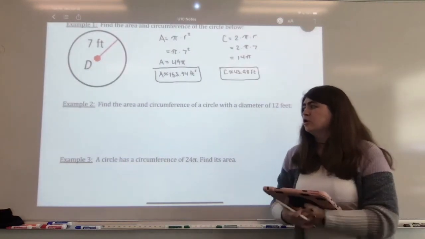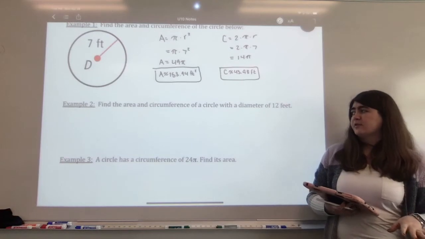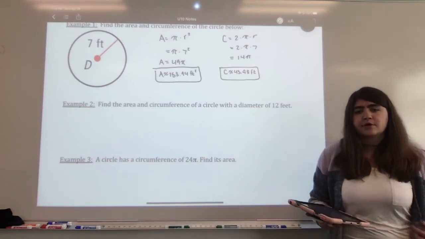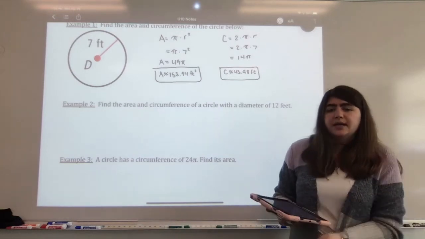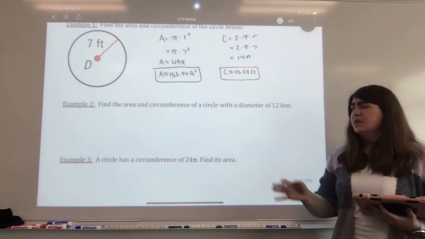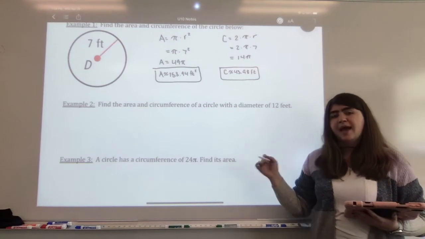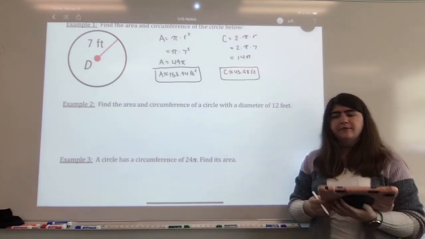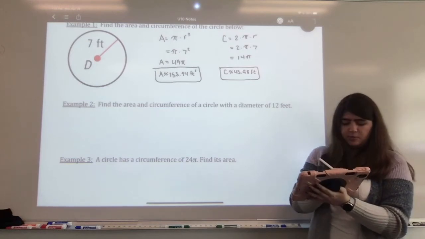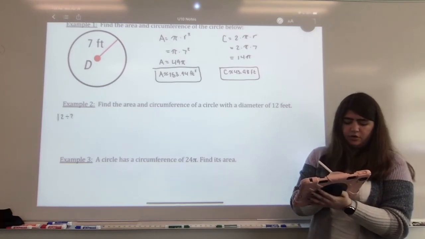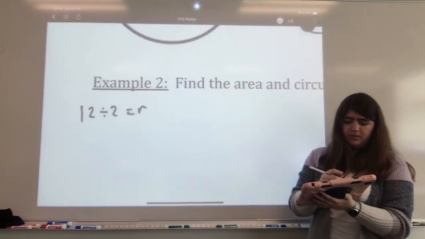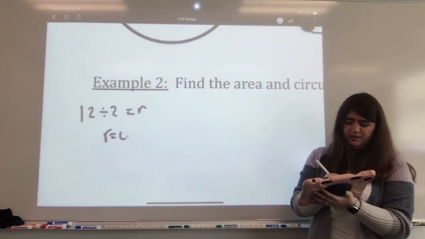In example 2, it says to find the area and the circumference of a circle with a diameter of 12 feet. So if you're given the diameter, you need to think through what the radius is equal to with the diameter. And the radius is always half the distance of the diameter. So if our diameter is 12 feet, then I can say 12 divided by 2 will equal my radius, which in this case 12 divided by 2 is 6, so the radius is 6.